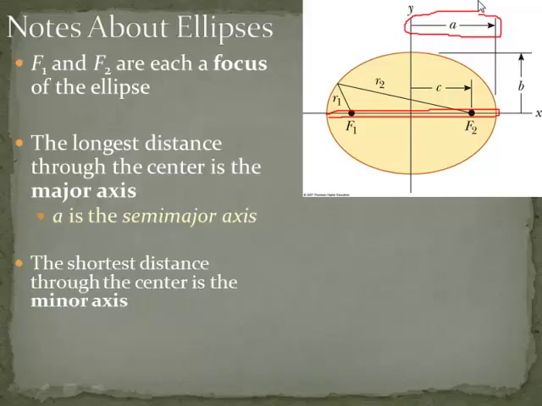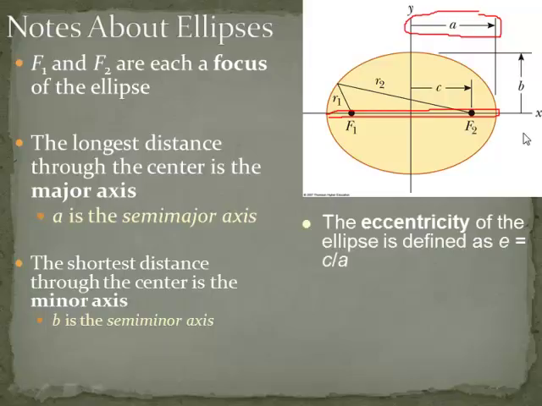The shortest distance through the center is called the minor axis. That's this right here. And then half of that is the semi-minor axis, labeled as B here on the diagram. I haven't seen the minor or semi-minor axis being used all that often, so don't worry about that too much. Now, the eccentricity of an ellipse is defined as e equals c over a, c being the distance between the center of the ellipse and one of the foci.